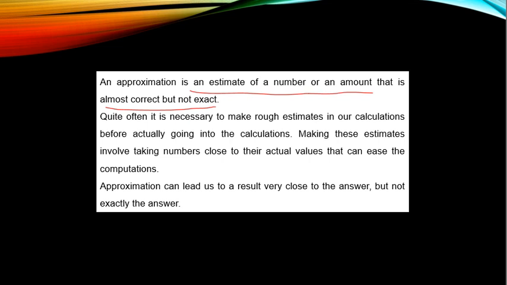When you estimate a number or an amount that is almost correct but not exact, we do this every day. Maybe you want to buy something in the market, you are asked how much, you say I'm not sure, but I think it's 150. Maybe that item is 200 or even 100, but you estimated 150. What you have done is approximation.